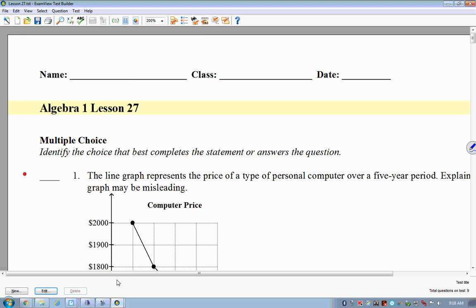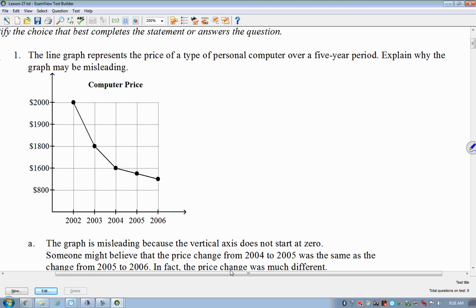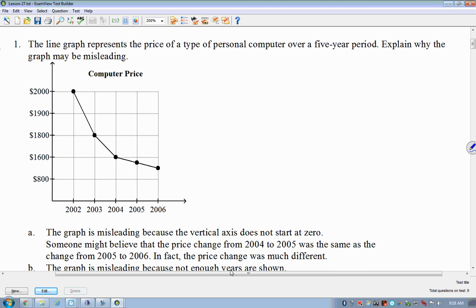All right, so we're going to get started on some questions. Now, question number 1 says the line graph represents the price of a type of personal computer over a 5-year period. Explain why the graph may be misleading. Okay? So I want you to look at it here for a second. See if you can tell why it might be misleading.